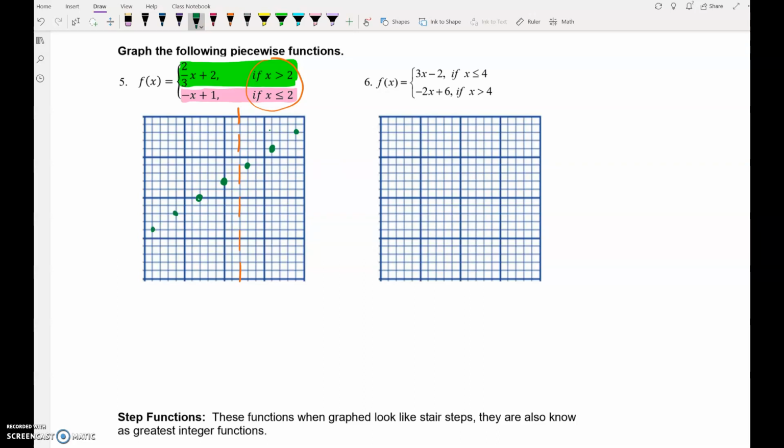Now here's the deal. We want to use the green function when our x values are bigger than 2. Think about the two sides of the graph, the left side of that orange line and the right side of that orange line. Which side has x values bigger than 2? Right, on the right side. So this function is going to be on the right side of that orange line.